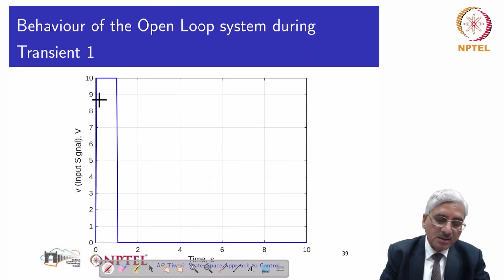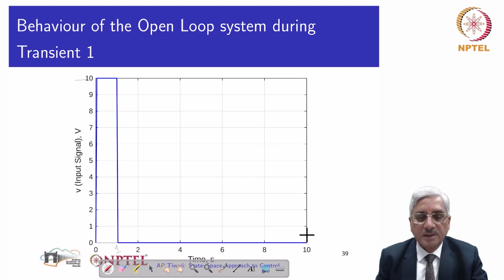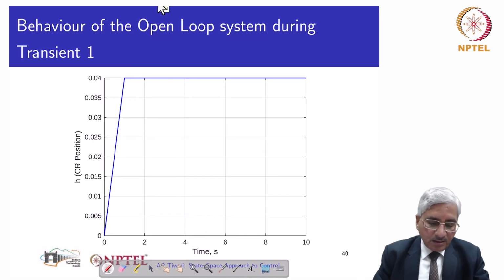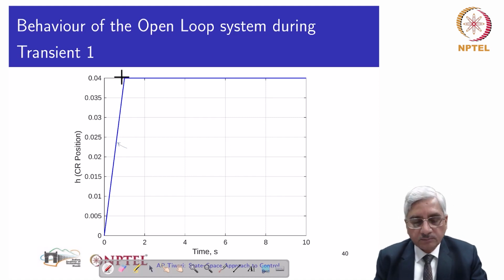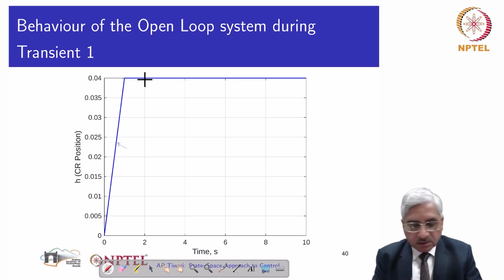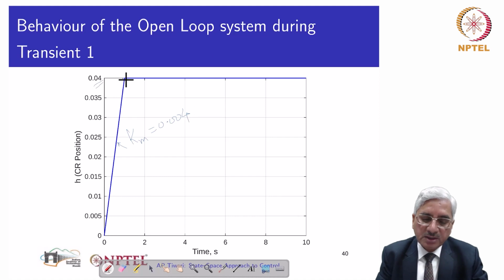This is the voltage signal as I described. It is taken to 10 volts for 1 second and then made 0 subsequently. This is the control rod position. As long as the voltage was 10, the slope is 10 times km, which was 0.004. So km into 10 gives 0.04. It goes to that position and it stays there.